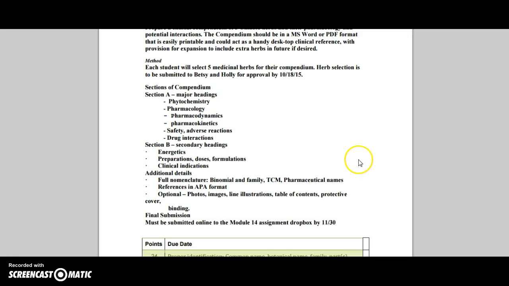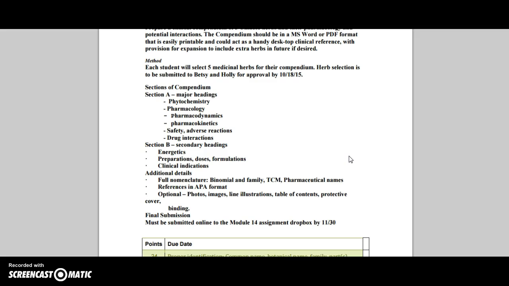So we're going to go over the Herbal Compendium assignment. Part A has already been assigned, and that was part of Module 5. And for Part A, you were to pick one of the herbs that you felt particularly drawn to at Jim Duke's or on your own trip to a botanical garden if you weren't able to attend our field trip.